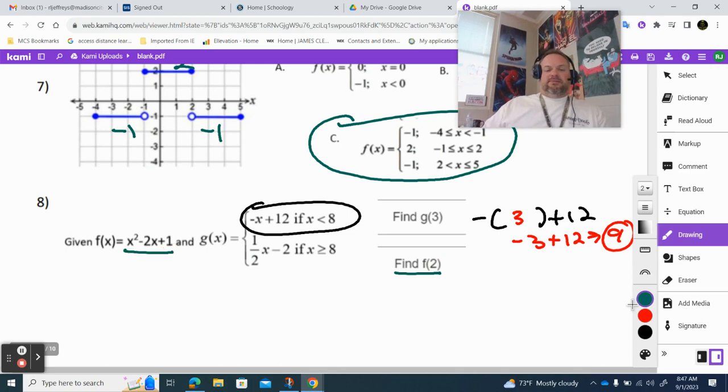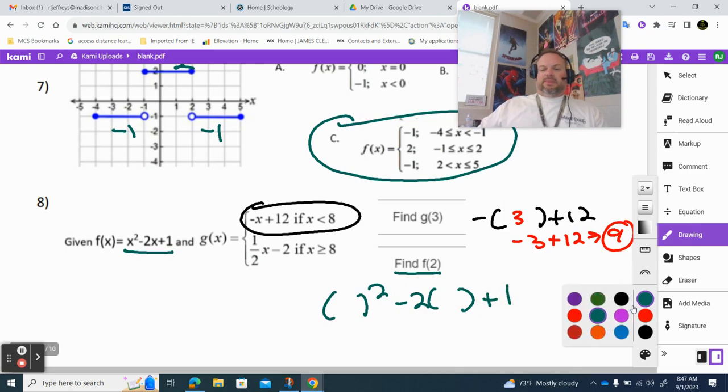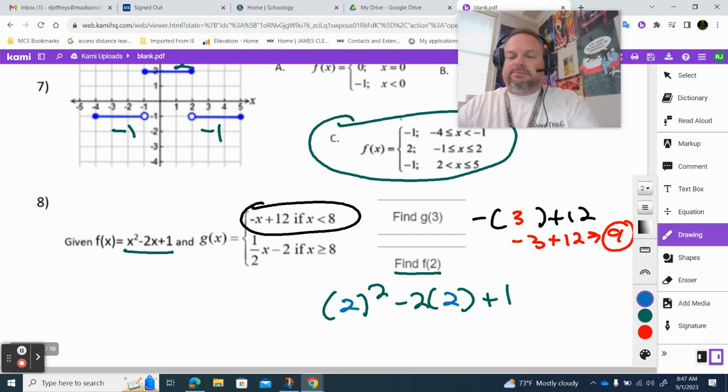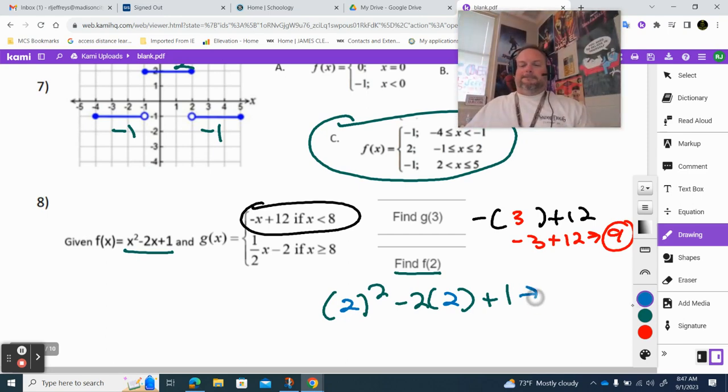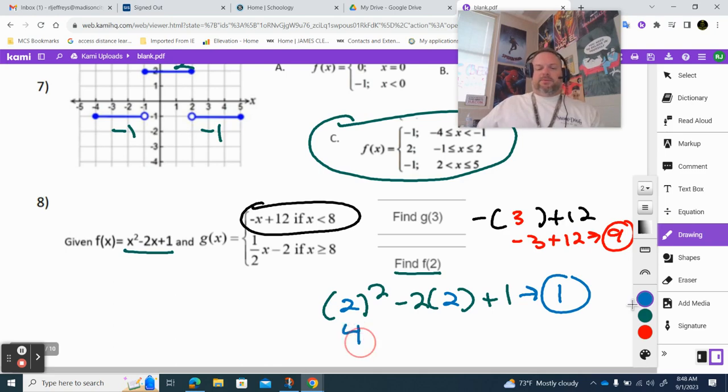Now, f of 2. Well, here's the f. So I'm going to plug it in to 2. All right. Now in the calculator, have y'all figured out that I stress using the calculator? I do. All right. You actually get 1. Now I'll show you how. This becomes 4 minus, this is 4 plus 1. These two cancel. Left with 1. Now, math is fun. Okay.